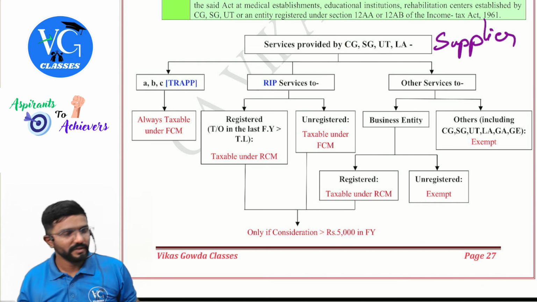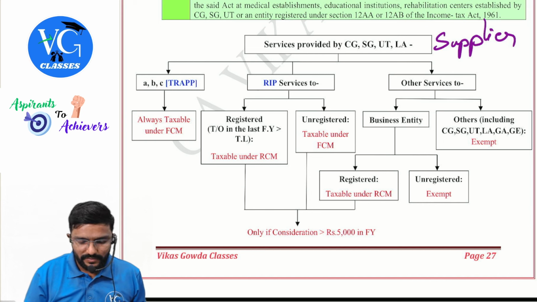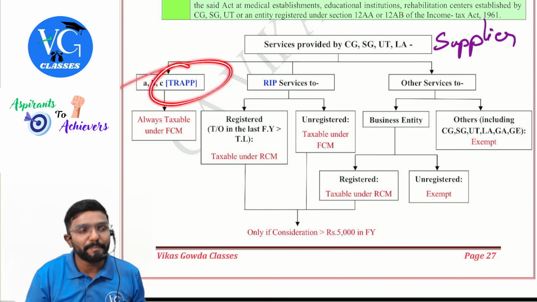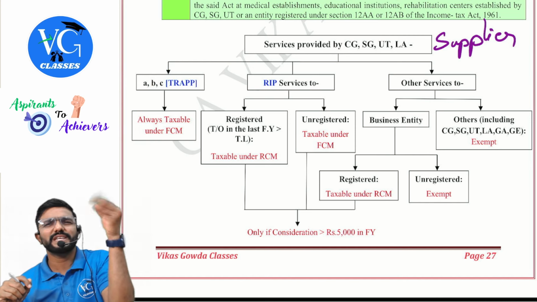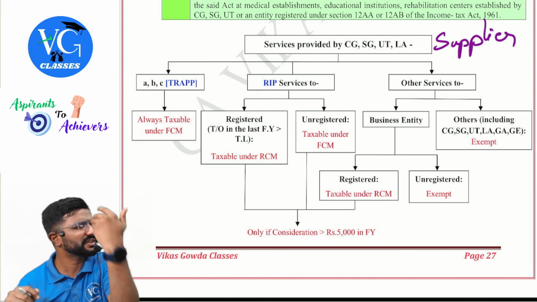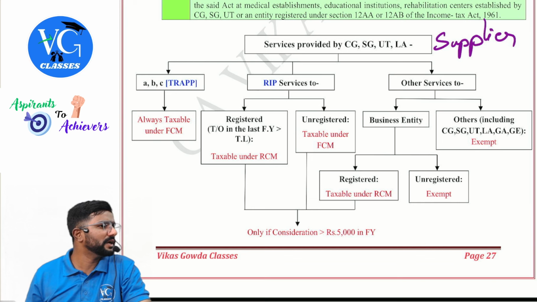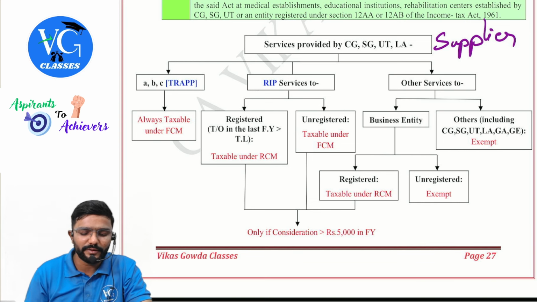Government. What are they providing? The services provided by them is TRAP, always taxable under FCM. And for postal, if it is less than 10 grams, a few exemptions are given. Rest all is always taxable. TRAP, you know, right? What is TRAP? Again repeating: Transportation of goods and passengers.